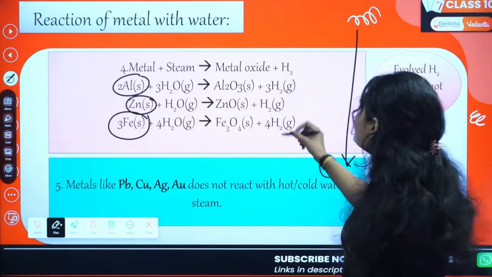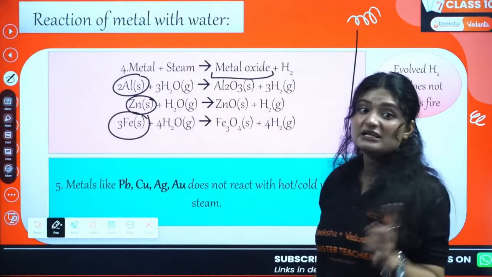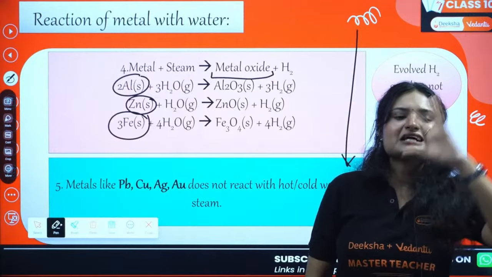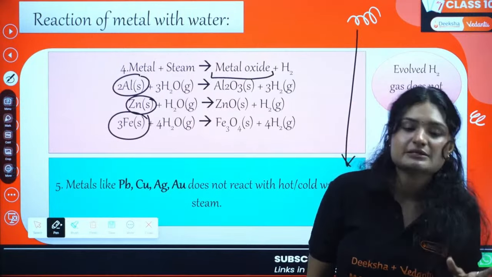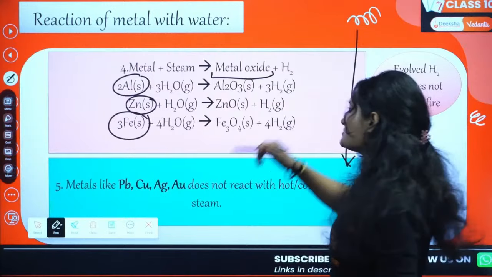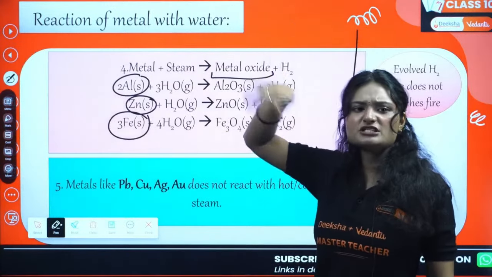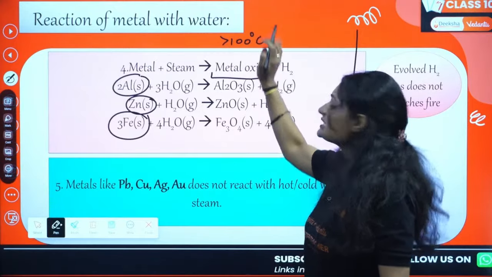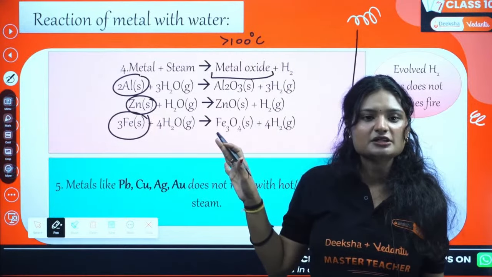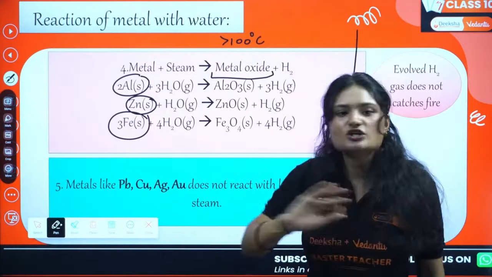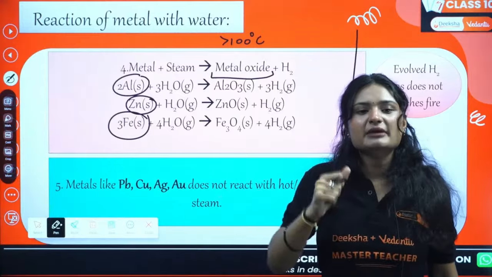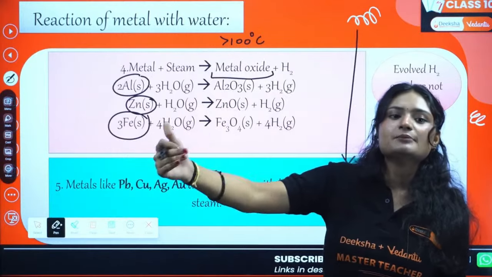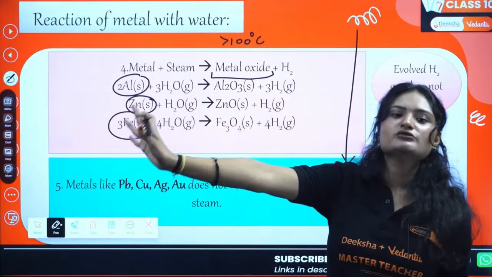Again, they will form metal oxide, not metal hydroxide. Why? Because at higher temperatures oxide is much more stable than hydroxide. Steam means the temperature is above 100 degrees Celsius, right? And at this temperature, what is happening, my dear kids? The metal hydroxide is not stable; metal oxide is stable. Metal hydroxide will form first, then that metal hydroxide will decompose into metal oxide and a water molecule will be released, okay?